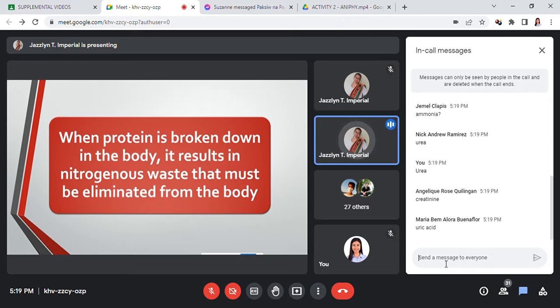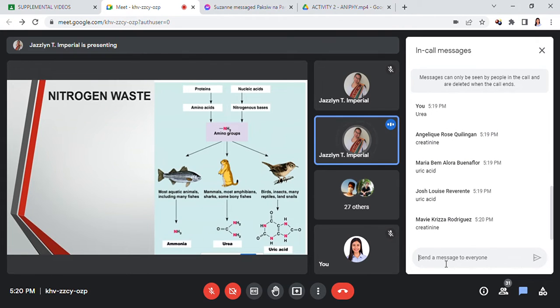Okay. All your answers are correct. They are uric acid according to Josh. All right. So meron ng urea, may uric acid at may ammonia. Creatinine according to Mavi. Yes. So these are all waste products. So all your answers are correct. But as to, let's say, mammals or humans, the immediate toxic nitrogenous waste produced is actually ammonia.